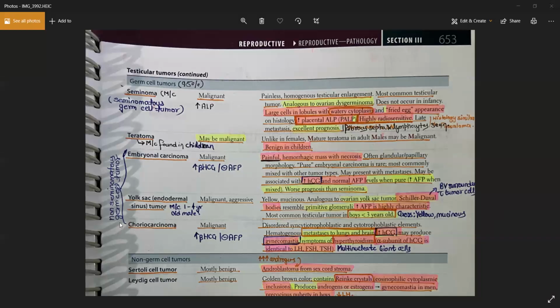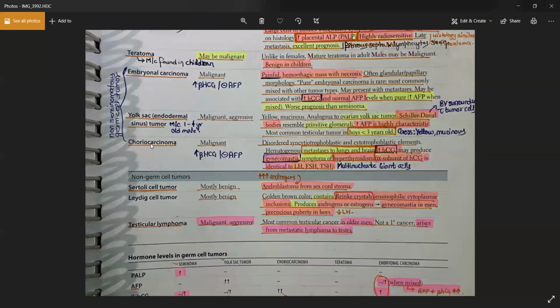Okay, then you have the choriocarcinoma. Just like in the female, the choriocarcinoma arises from the trophoblast. You will have a disorganized syncytiotrophoblast and cytotrophoblast elements. This tumor, just like in the females, will metastasize to the lungs and the brain, causing a cannonball metastasis. This tumor, just like in the females, will release a high level of HCG. Patient can have hyperthyroidism. Patient can have gynecomastia, because the alpha subunit can mimic LH, FSH, and TSH. Okay, that's about the choriocarcinoma. Any doubt?